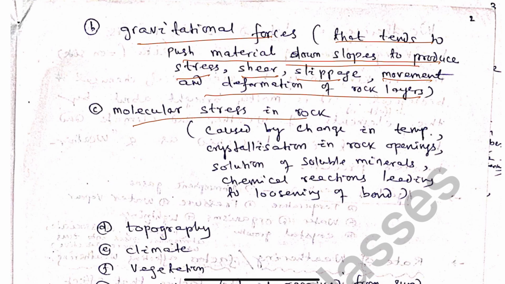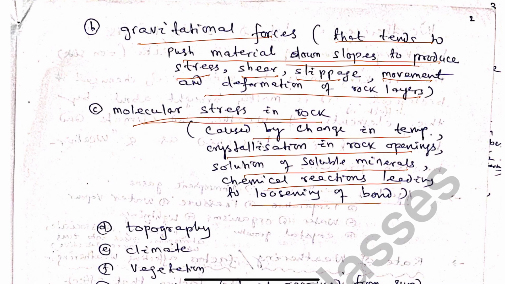Similarly, molecular stress on the rock is caused by change in temperature, crystallization in rock openings, solution of soluble minerals, and chemical reactions that loosen the bond that exists between the minerals. So these include the molecular stress in rock, as a result of which the rocks crumble under the surfacial stresses.